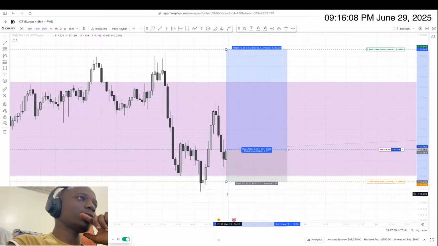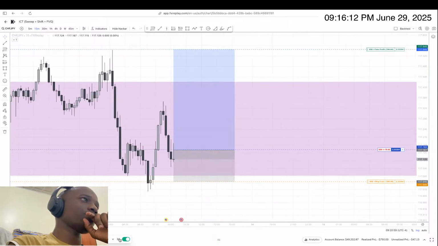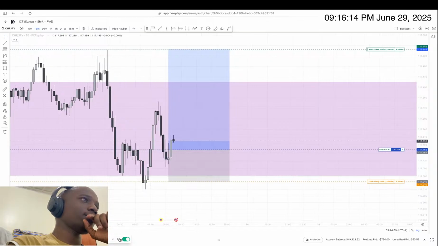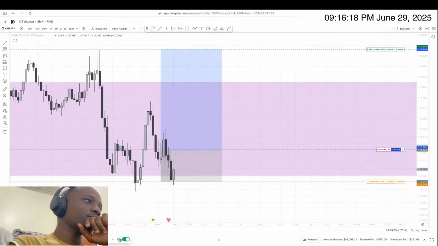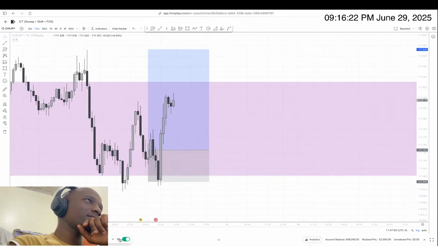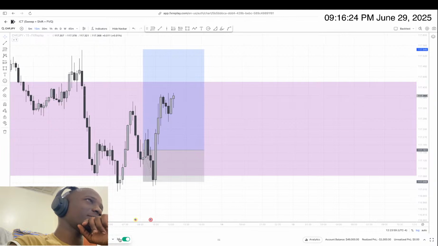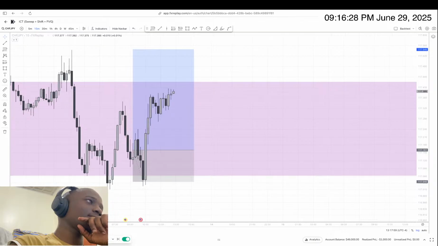So what time is it? It's 9. Okay, which means it's a New York session, so it's not bad. Oh, come on. It ends up hitting stop loss, and after stopping out it might hit TP, obviously. Let's see.